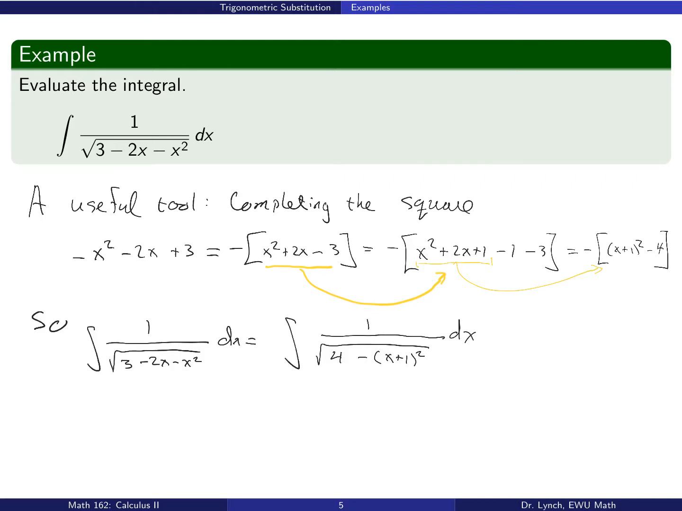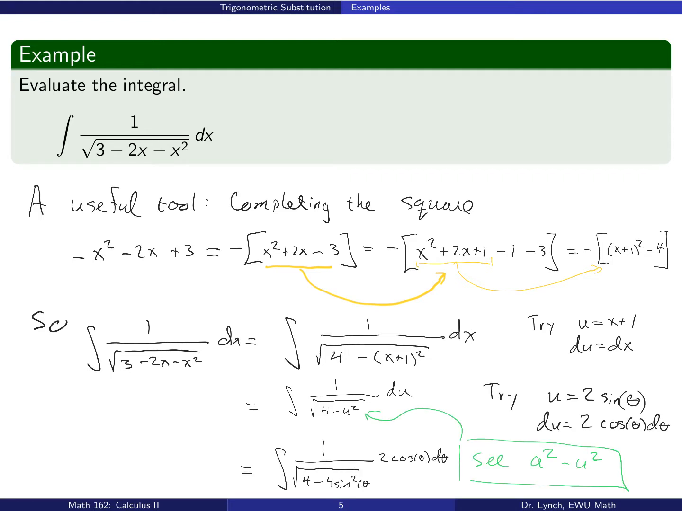So the form of this difference of two squares suggests a substitution to start with, u equals x plus 1. Under that substitution, we can see that we're left with the integral of 1 over the square root of 4 minus u squared du. That now suggests a substitution u equals 2 sine of theta. So under that substitution, u equals 2 sine of theta, which is again motivated by the difference of two squares here, a squared minus u squared, we see that our integrand becomes 1 over the square root of 4 minus 4 sine squared theta times 2 cosine theta d theta, which quickly simplifies as just 1 d theta.